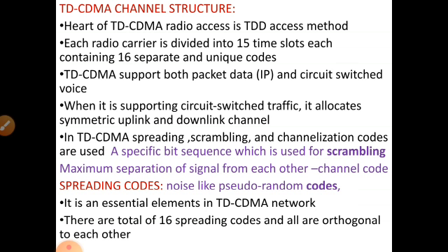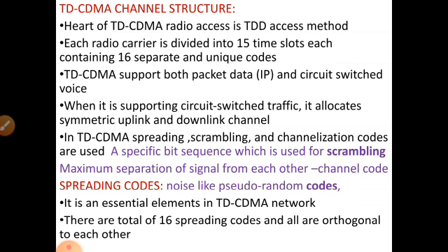When the CDMA system supports circuit switched traffic, it allocates symmetric uplink and downlink channels. For packet data there is no explanation. To operate circuit switched operation, TD-CDMA should allocate both symmetric uplink and downlink. For packet data, it is applicable for asymmetric information.